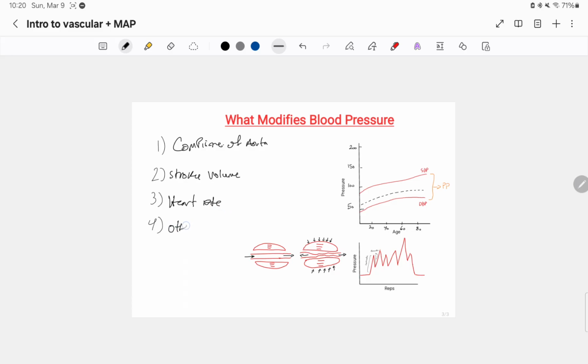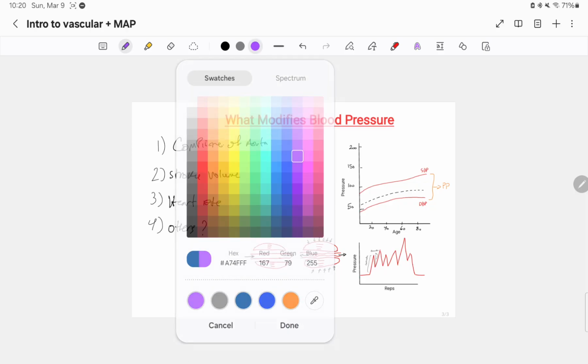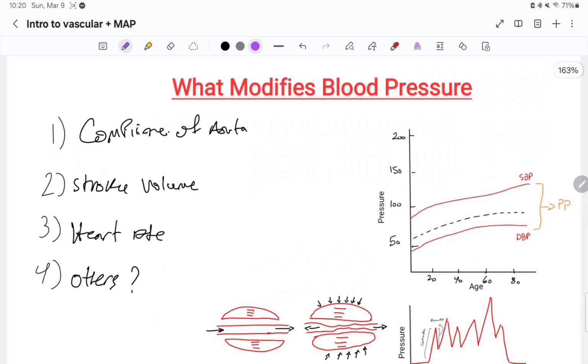And then we'll put others here because there is a specific one that I do want to talk about, okay? But the compliance of the aorta, how is it going to play a factor here? Well, if the aorta, guys, is not very compliant, okay? So let's say it's not compliant, which it usually is. If it is not very compliant, that means what? That means it's not going to be distensible. It's not going to distend.